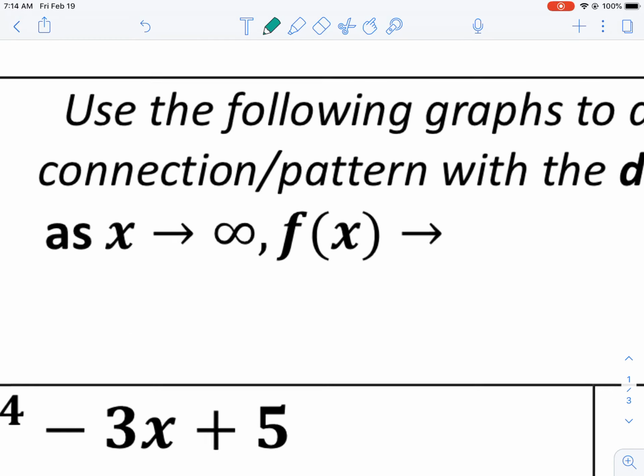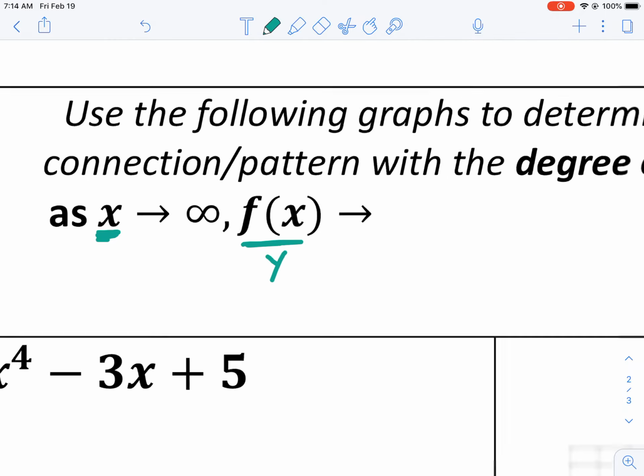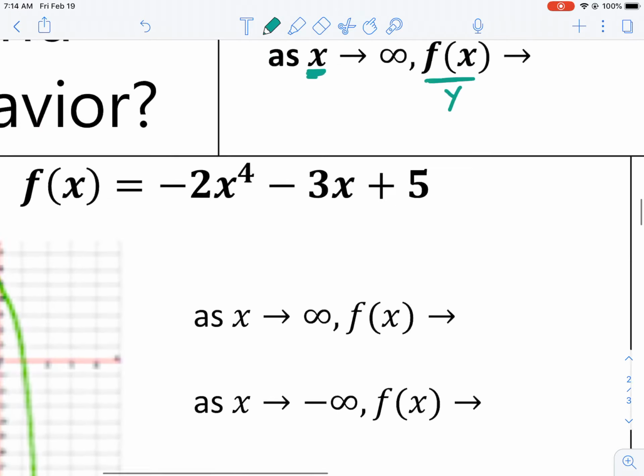The way that it's written like this: as x goes to infinity, f of x goes to... So remember, this is input, this is output. This is your x-axis, this is your y-axis, right? So this number is either going to be infinity or negative infinity. Is it going up or is it going down? If x is going to infinity, that's going off to the right, positive infinity. If x is going to negative infinity, that's going off to the left. So this would be the left arrow over here.